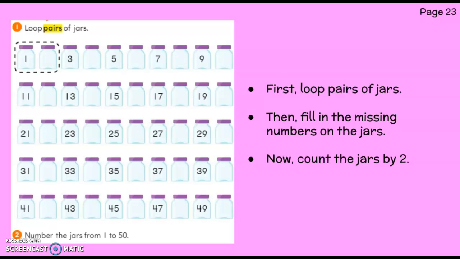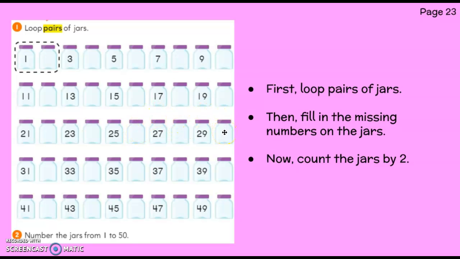So on your work today, it says loop pairs of jars. So that means loop sets of 2, right? And then fill in the missing numbers on the jars. And then now count by twos with the jars. So let's count by twos together right now. 2, 4, 6, 8, 10, 12, 14, 16, 18, 20, 22, 24, 26, 28, 30.